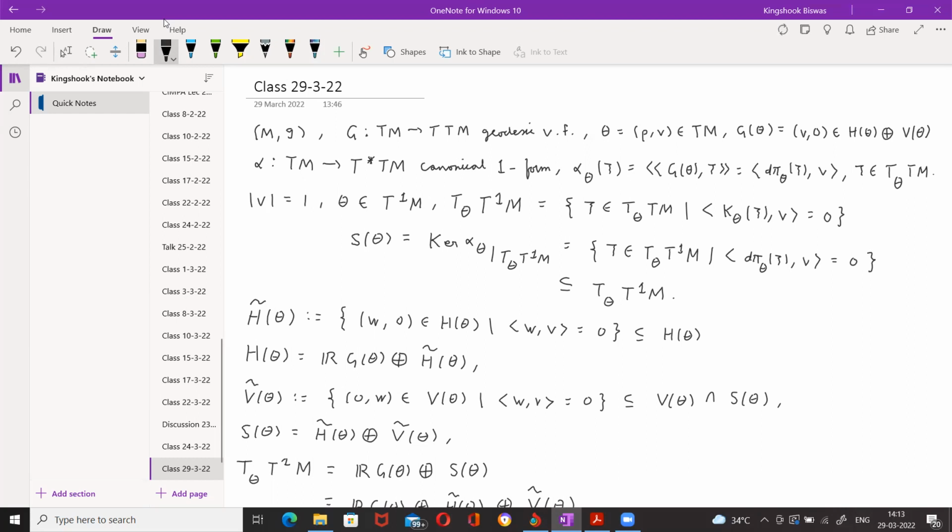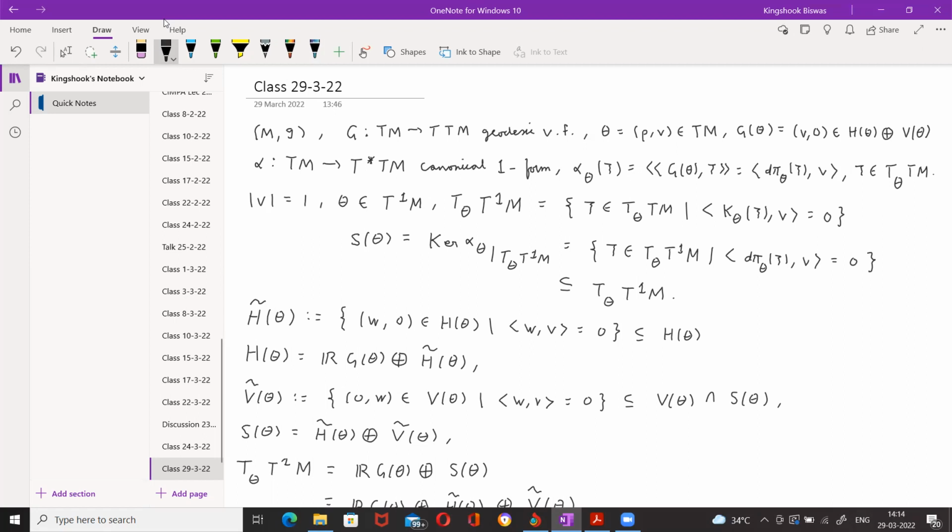Yes? Is this clear? Because H theta is all vectors of the form W comma 0, and then W I'm splitting up as a component in the direction of V plus a component in the direction of V perp, right? So the component in the direction of V is a multiple of G theta, plus a component in the direction of V perp gives me an element of H tilde, right? So this is an orthogonal direct sum. Is this clear? Yes, sir.